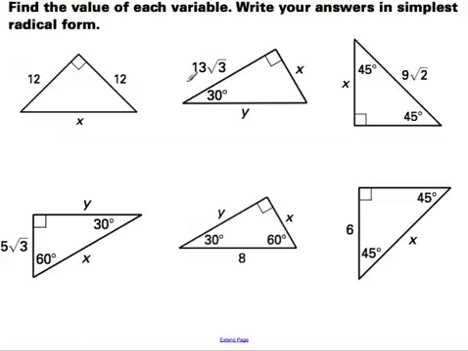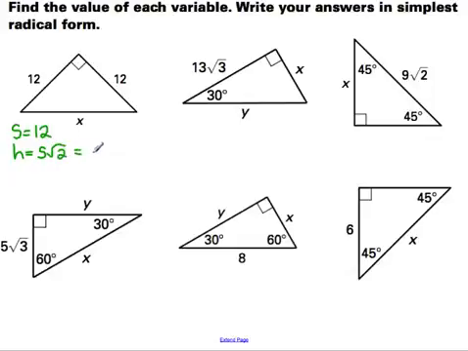Okay, it says find the value of each variable. Write your answers in simplest radical form. When we go through this, some of these are really easy to see, and some of them may require a formula. If you do need to show all your work, you'll identify that the short leg here, or the side length, equals 12. Your hypotenuse is going to be equal to the side length times the square root of 2.